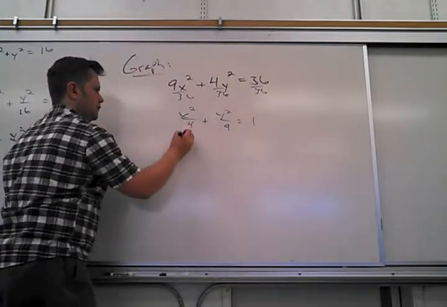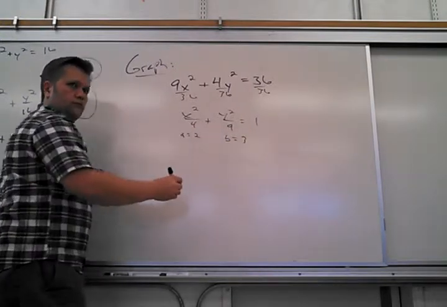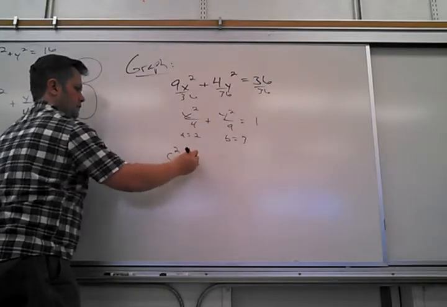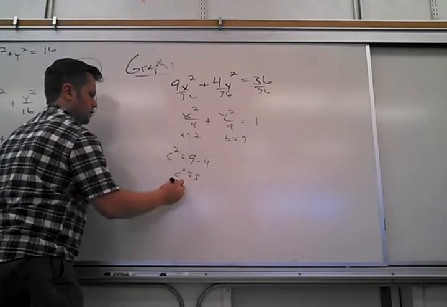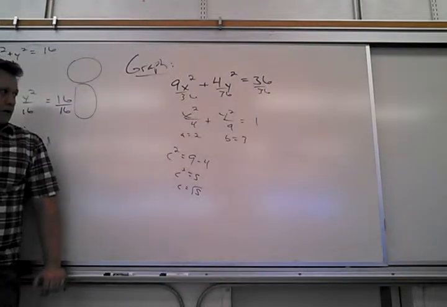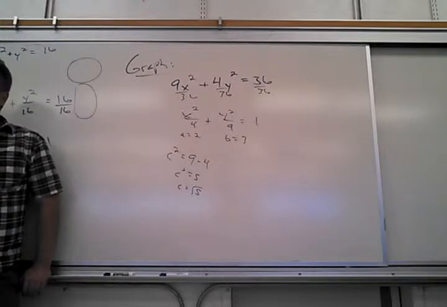You could then define A as 2, B as 3. C squared would be 9 minus 4, C squared is 5, so C is root 5. Can't really simplify that, so you just leave that alone. The A and B definition don't really matter.